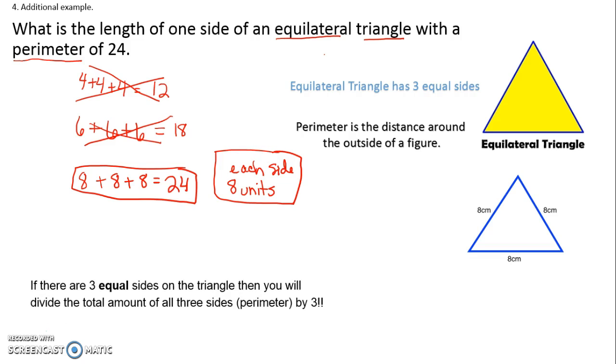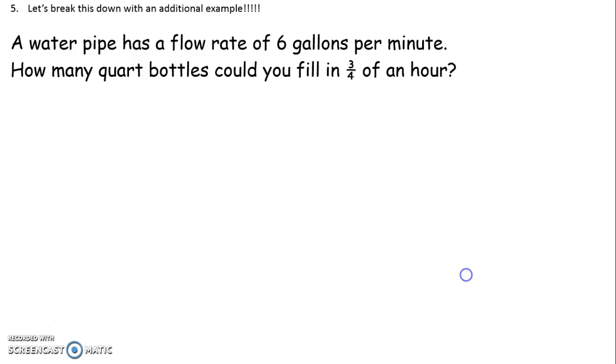She says if there are 3 equal sides on a triangle, then you'll just take the total amount of all 3 sides, the perimeter of 24, and divide it into 3 equal parts because there's 3 equal sides, and 24 divided by 3 would be 8 units, would be the length of each side. Let's go to number 5.